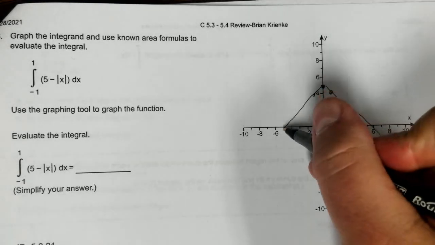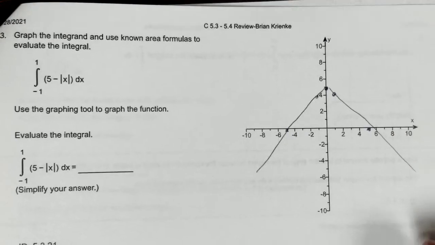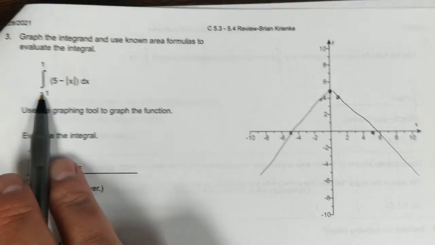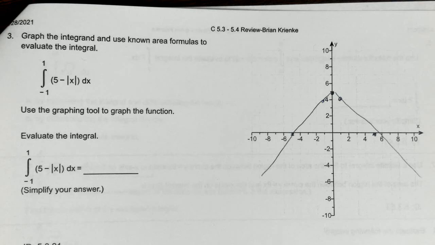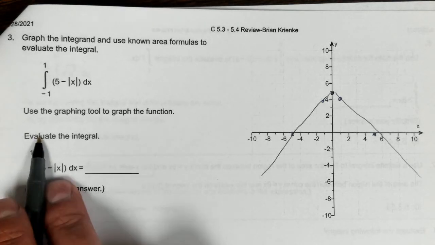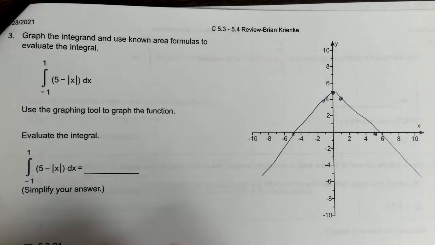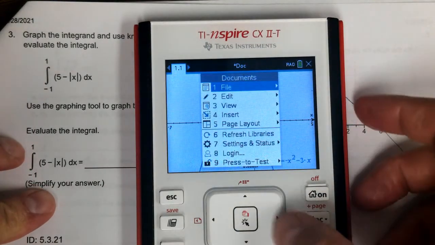Whoops, I missed. Oh well. You see that should be 5. So it's just based on that number. Now on the integral, we just need to do it from negative 1 to 1. So this is one where you should probably use your calculator to be easy.